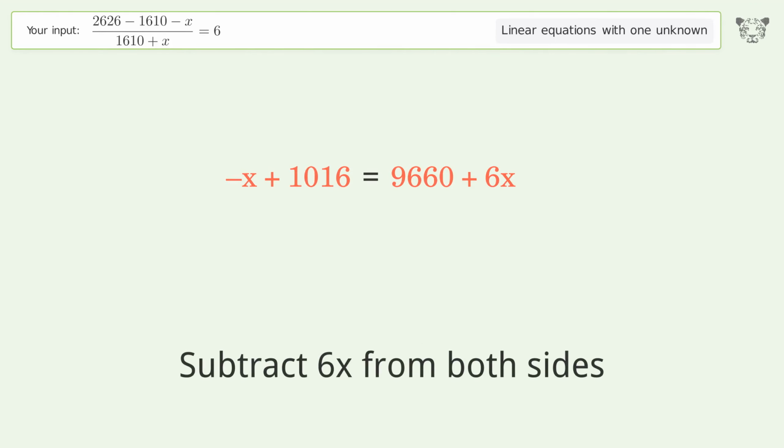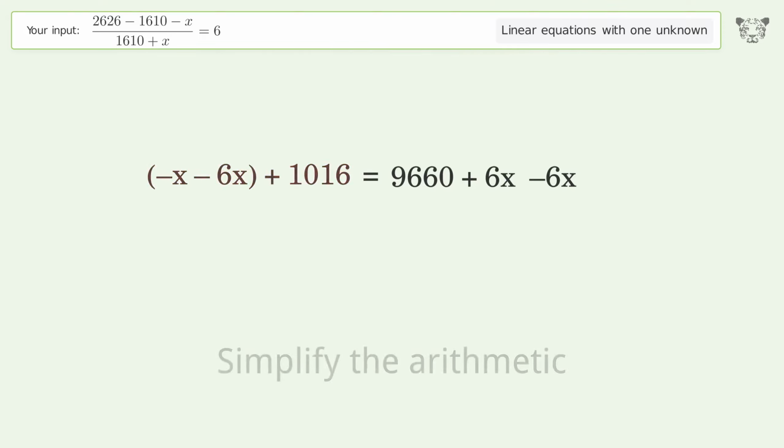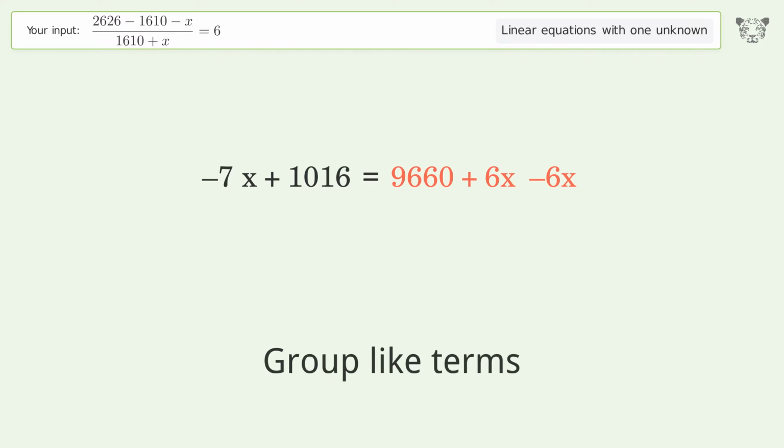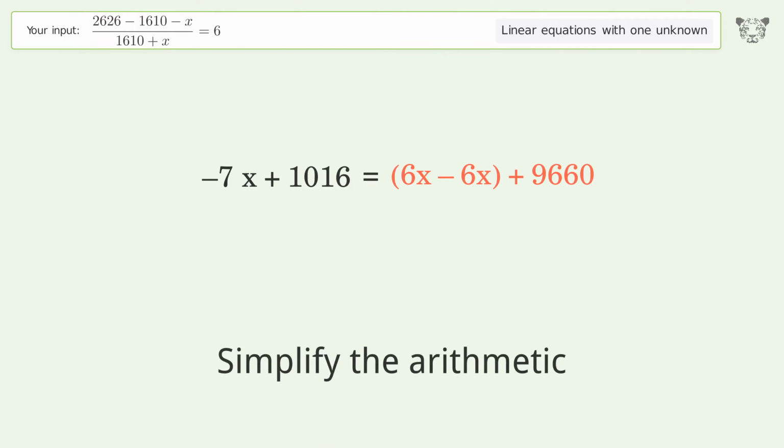Subtract 6x from both sides. Group like terms. Simplify the arithmetic. Group like terms. Simplify the arithmetic.